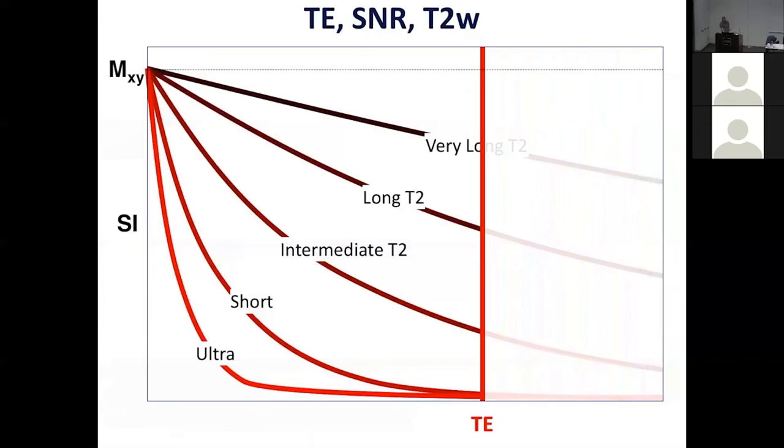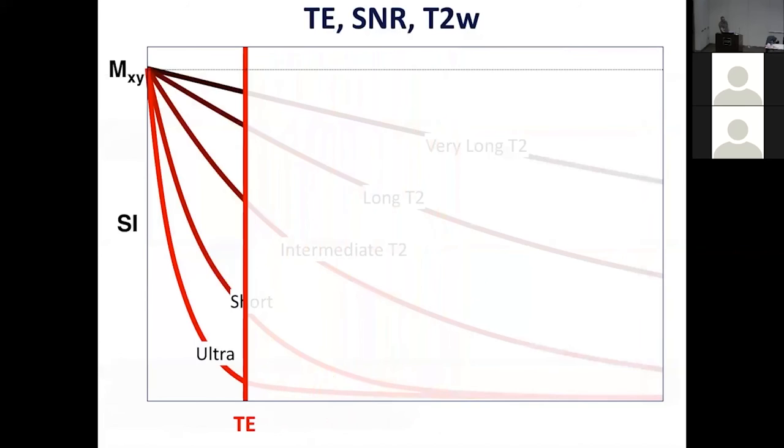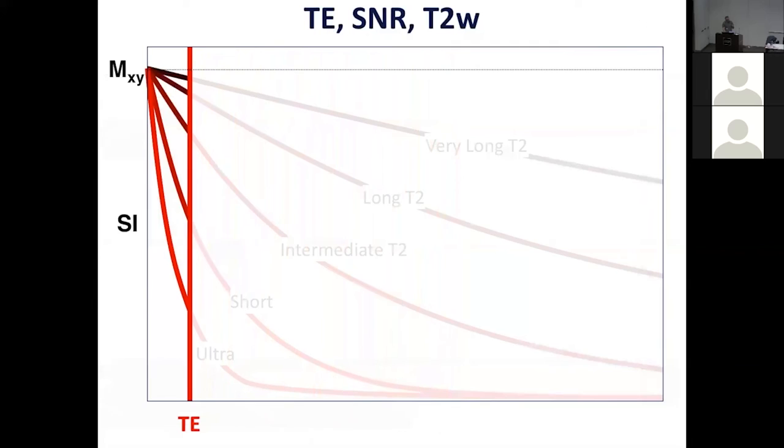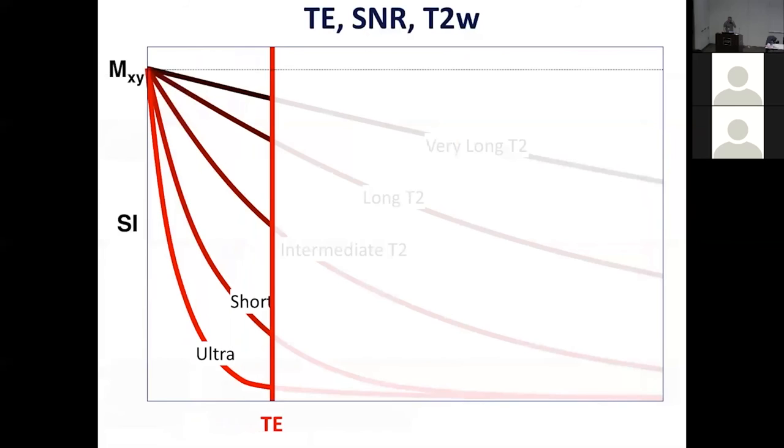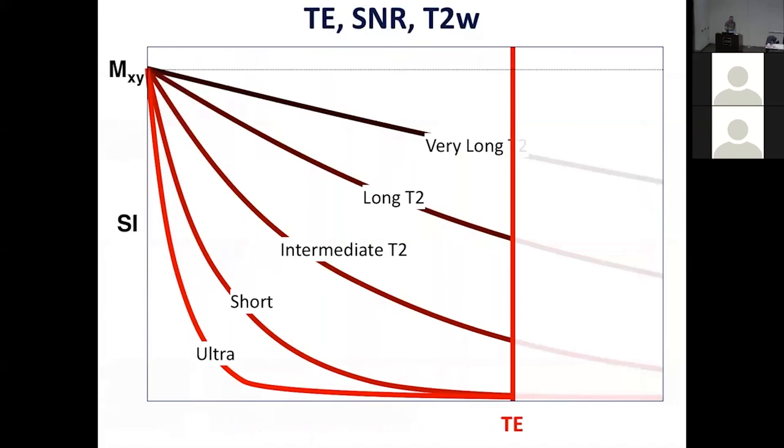So this is another way of saying that the TE that maximizes the T2 weighting depends on the tissue or tissues you're trying to characterize or separate. If I'm trying to separate short T2 from ultra short T2, I want to use a very short TE. If, on the other hand, I want to separate very long T2 from long T2, then I want to use a long TE. Does that make sense? The TE you pick depends on the tissues or abnormalities you're trying to differentiate.